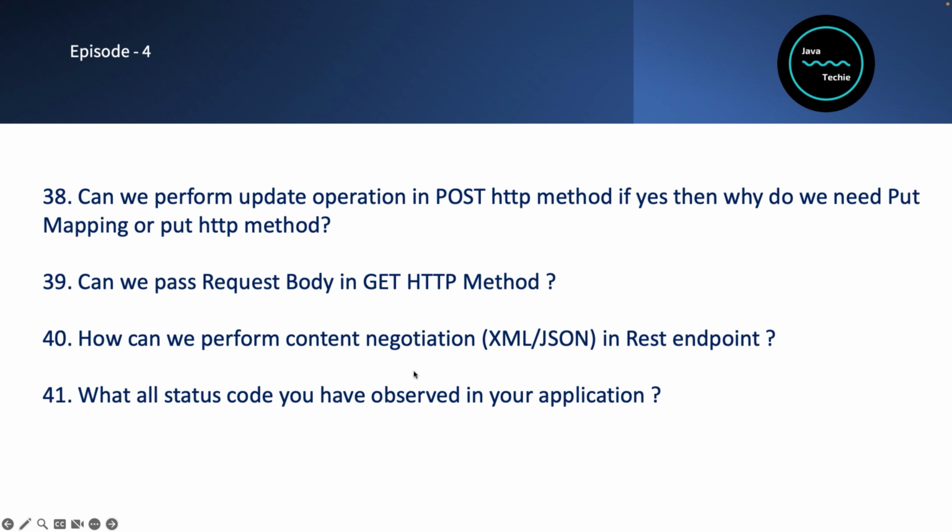That is, how can we perform content negotiation in a REST endpoint? So I want to design my endpoint which can return both JSON and XML or any different type of media type. How can we design the content negotiation approach in our RESTful web services? How can I design my endpoint to return different media types? That is what is called content negotiation.